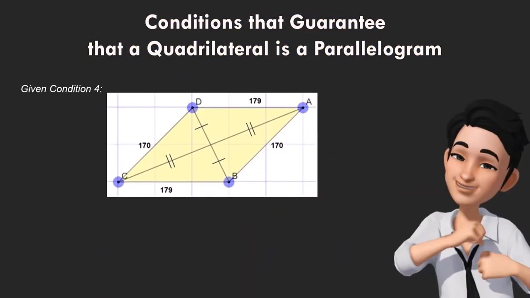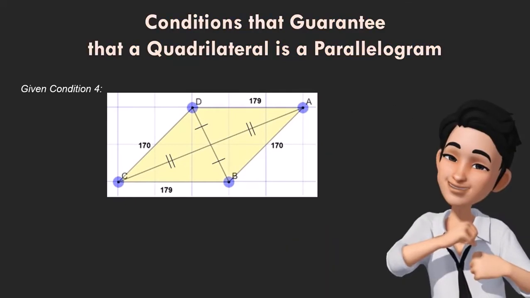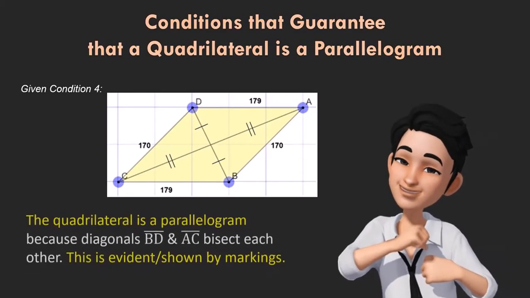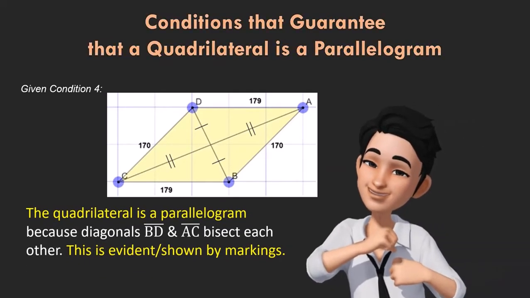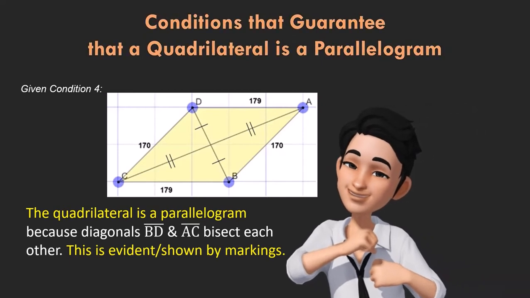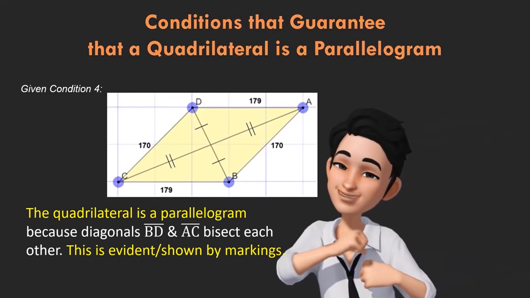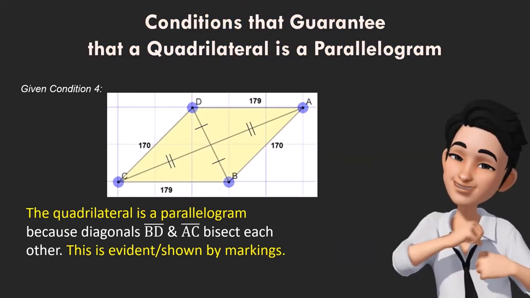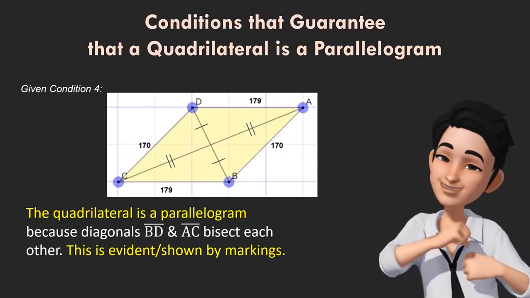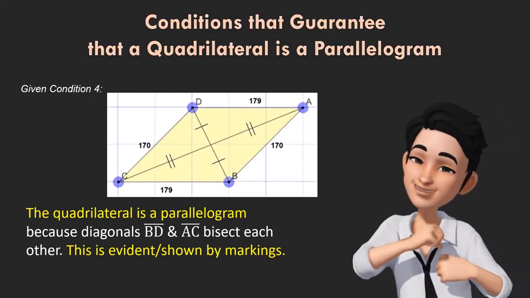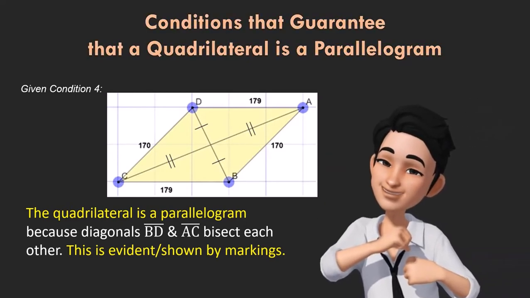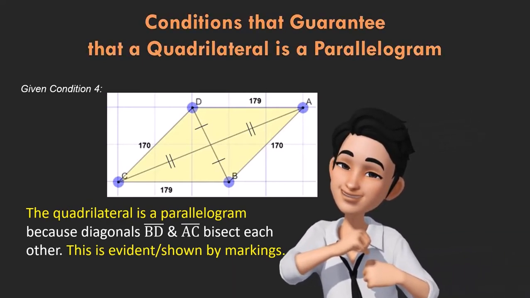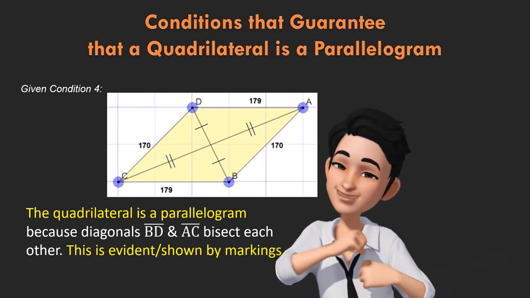If you encounter this kind of condition, know that the given quadrilateral is a parallelogram, basically because we have two diagonals here that are intersecting. What are those diagonals? We have diagonal BD and diagonal AC. Those are two diagonals that bisect each other. Now you can also notice marks or ticks that tell you they have the same measure. I hope you can follow.